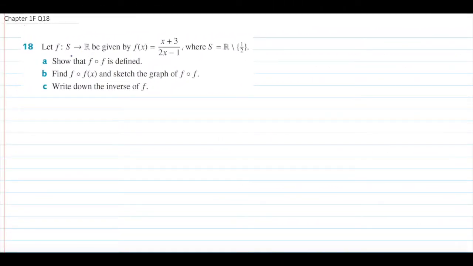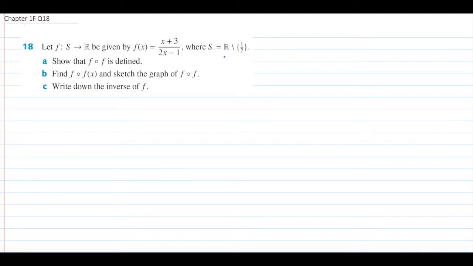Let the function f with the domain of S, we don't know what that domain is, it's just some set, be given by f(x) equals (x plus 3) divided by (2x minus 1), where the subset, or S in this case, has the domain of R, so everything except half. Why is that the case? If you try to sub in half into the value of x, just look at the denominator. 2 times half is 1, and 1 minus 1 is 0. We can't divide by 0 because the function will then be undefined. So that's why the domain is everything except half.